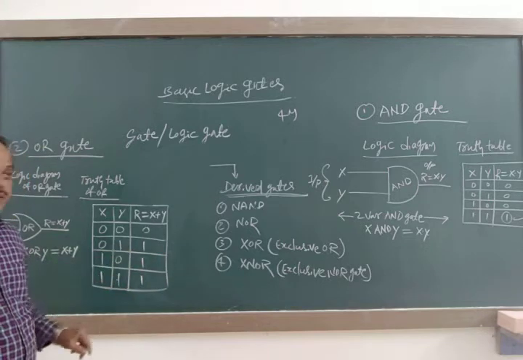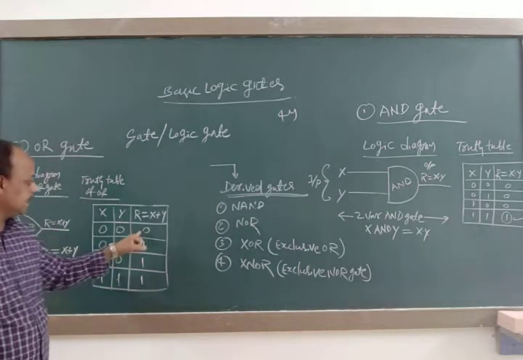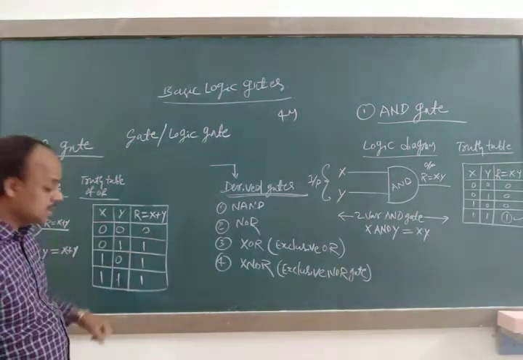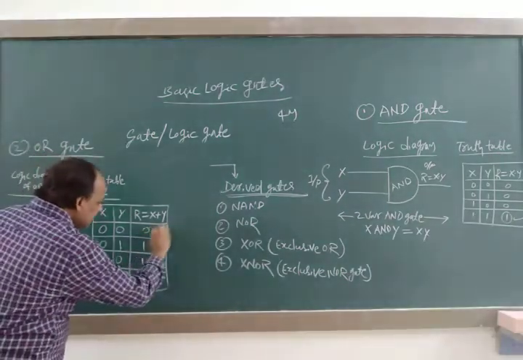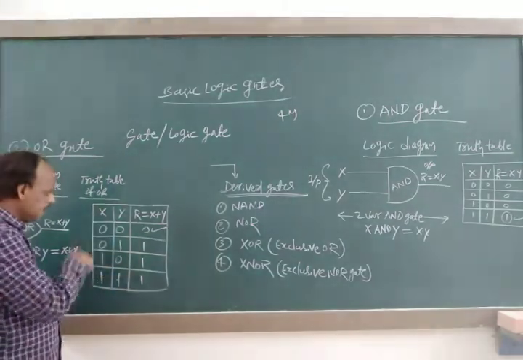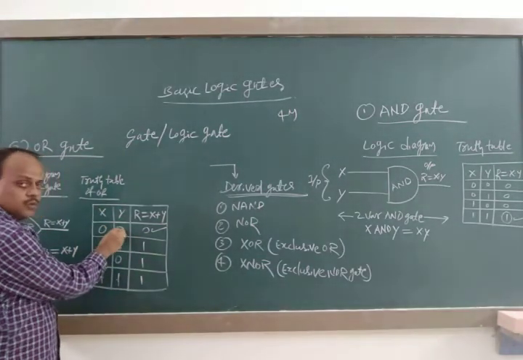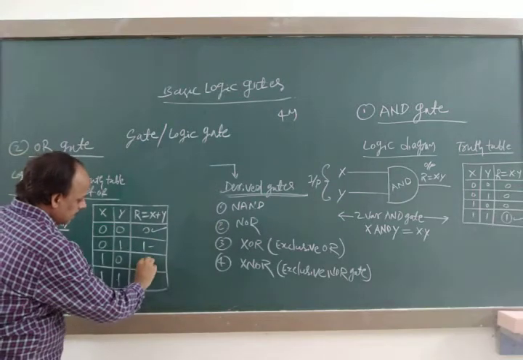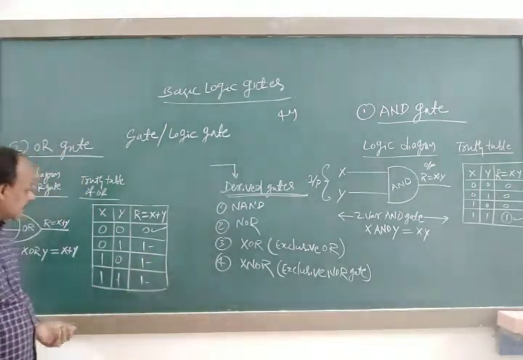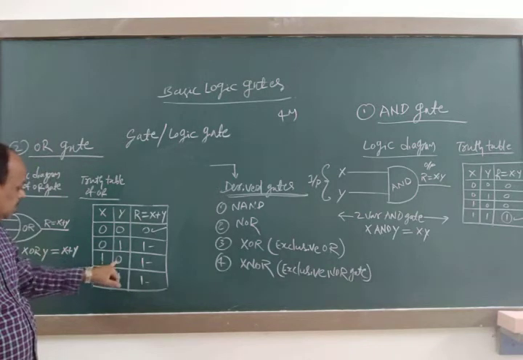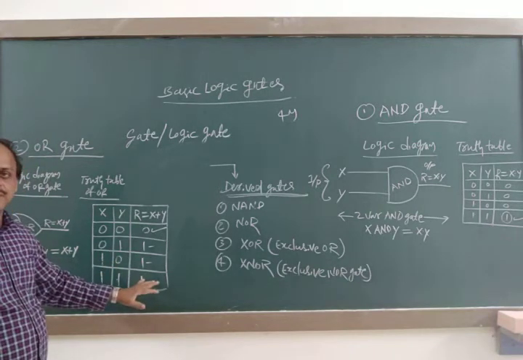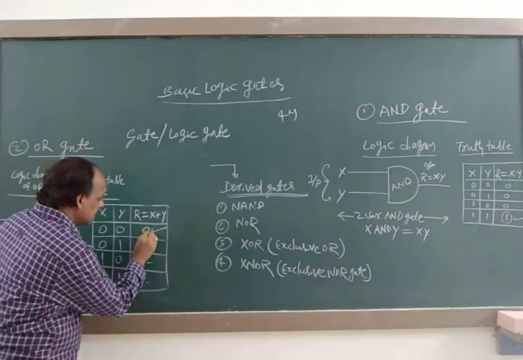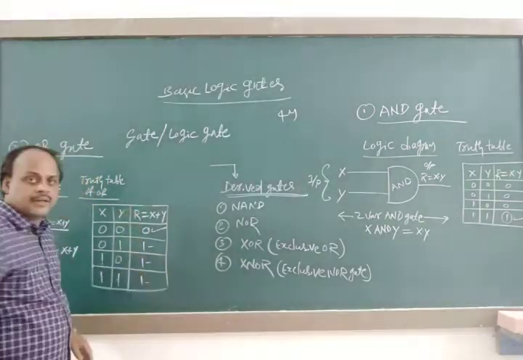Now check the definition of OR gate. This OR gate is one of the simple basic gates in which output is low if and only if all the inputs are low, right? In other cases output is high. In other cases means 0 1, 1 0, 1 1, it may be anything. So we have to remember this thing to define OR gate.